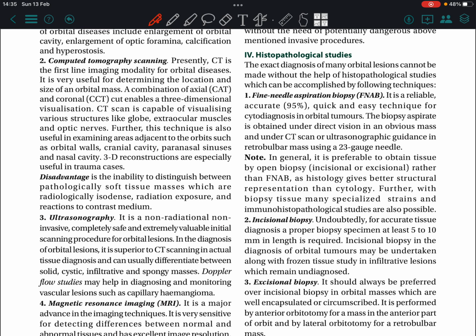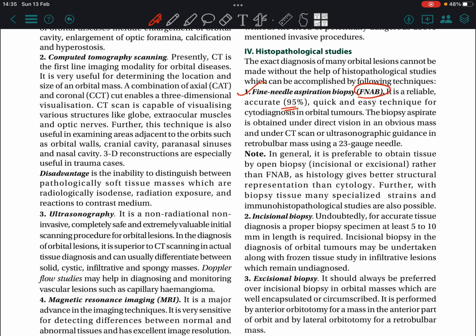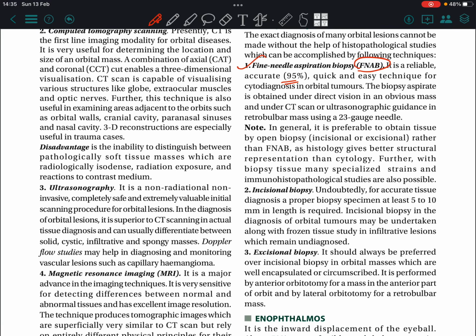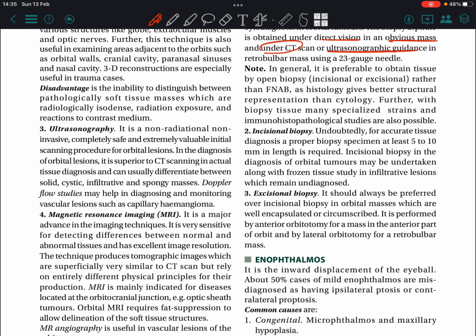Histopathology: FNAB, fine needle aspiration biopsy. It is reliable and accurate, about 95%. It is a simple and easy technique for sighted lesions of orbital tumors. The biopsy aspirate is obtained under direct vision in an obvious mass, or under CT scan or ultrasound guidance.